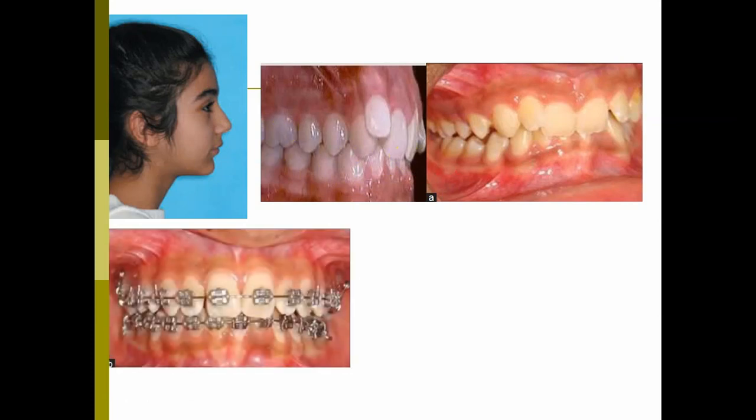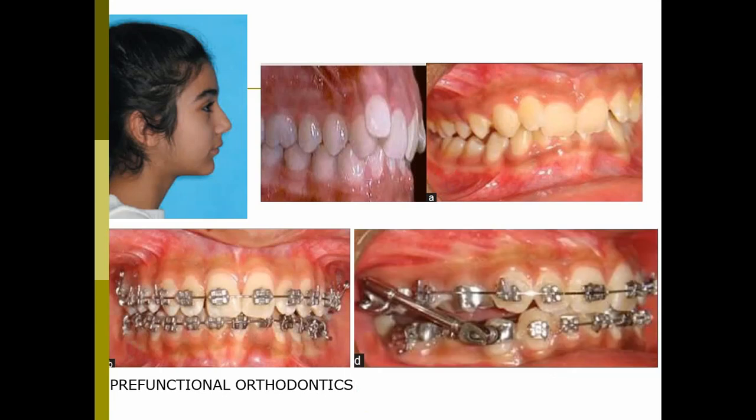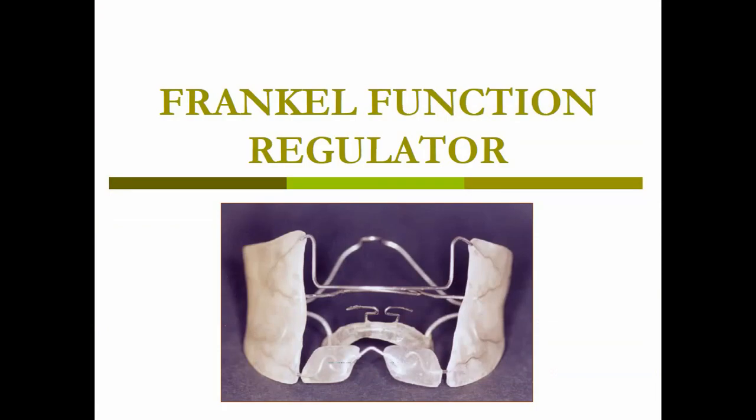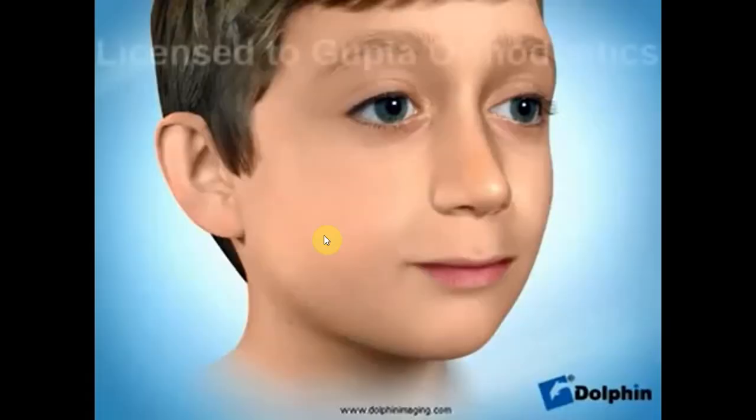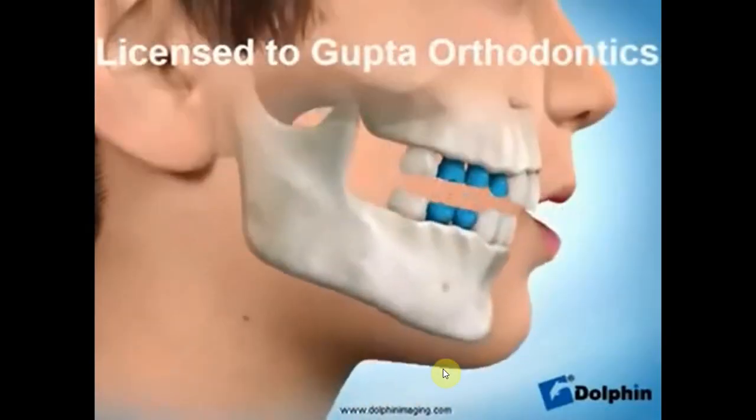So in such cases, they need a pre-fixed mechanotherapy. That means you first have to put braces, get the overjet, and then you advance the mandible. And since braces are already there, you can actually go for a fixed functional appliance. So now just one appliance we're going to take up in this lecture. That's your Frankel functional regulator, which I already told you is the only tissue-borne myofunctional appliance, and it comes in group 3. Just for a recap, we have a small video here.